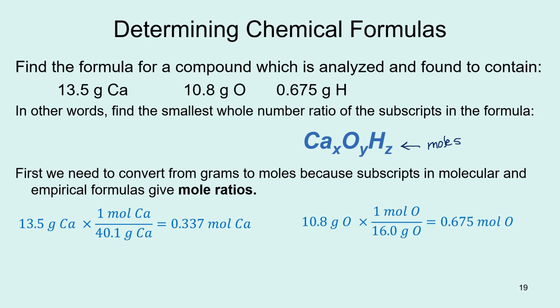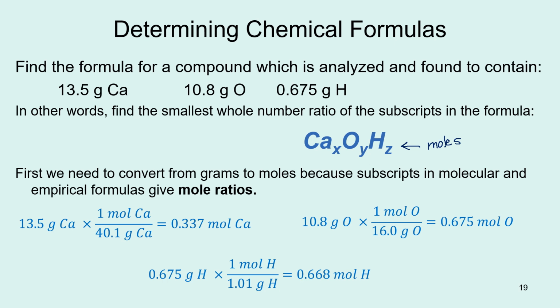Let's do the same thing for oxygen. 10.8 divided by 16.0 gives me 0.675 moles. I'm starting to see a little pattern here, but let's do the same thing for hydrogen. 0.675 grams of hydrogen divided by 1.01 gives me 0.668 moles of hydrogen. Okay, so that's good. Now we can sort of see the mole ratio. Hopefully you can already see that this is about twice the 0.337. These two are really close in size, and this is about twice that.